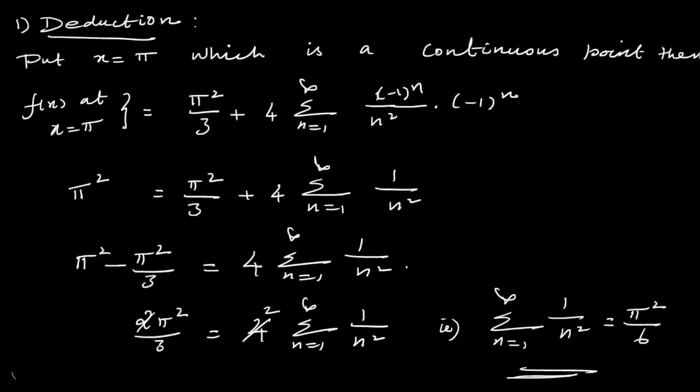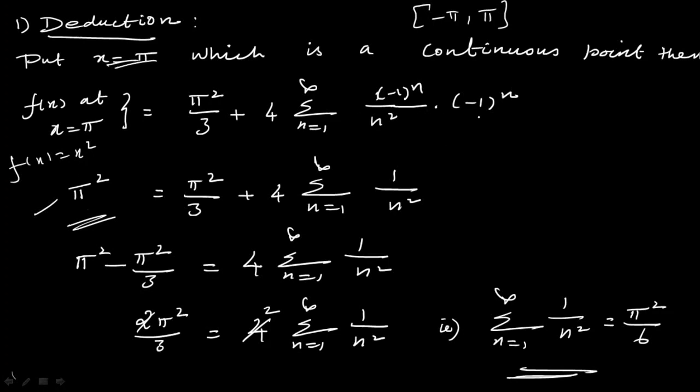Next, let me substitute x equal to pi, which is a continuous point, because the function is defined in the closed interval minus pi to pi. So x equal to pi is a continuous point. If it is a continuous point, we directly substitute: f of x is nothing but x square, so just replace x by pi as usual, which gives pi square.